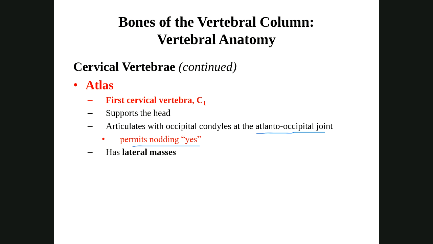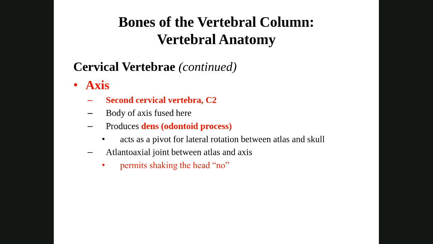Then when we get down here into the axis, that's between C1 and C2. The dens, you can call it the dens or the odontoid process, is the joint between those two vertebrae, the atlantoaxial joint. It's a pivot motion, and that gives us the no. So rotation of your head from side to side, 90% of that movement occurs at that joint.